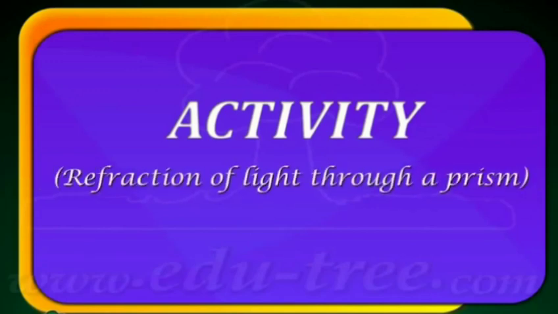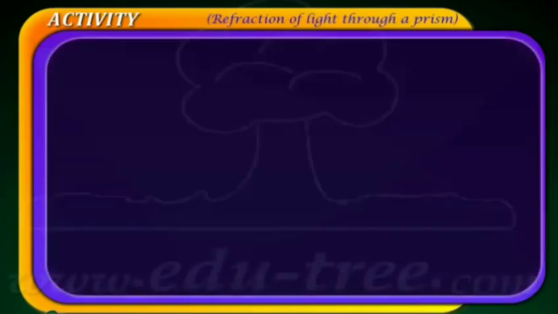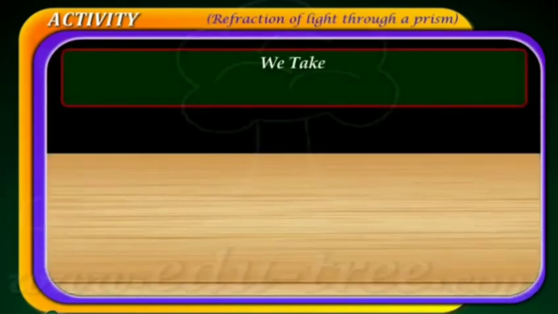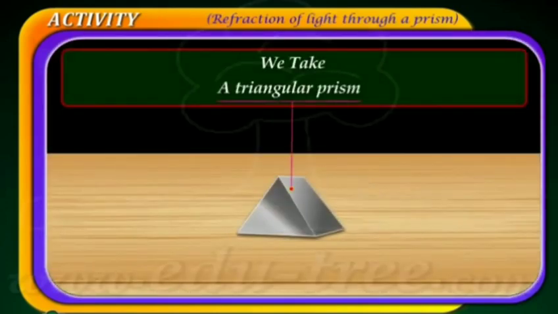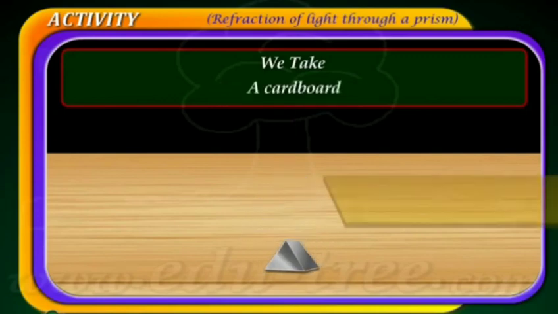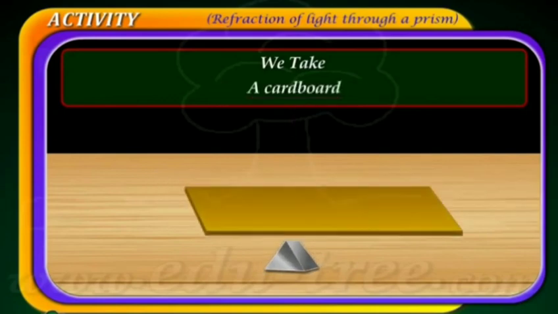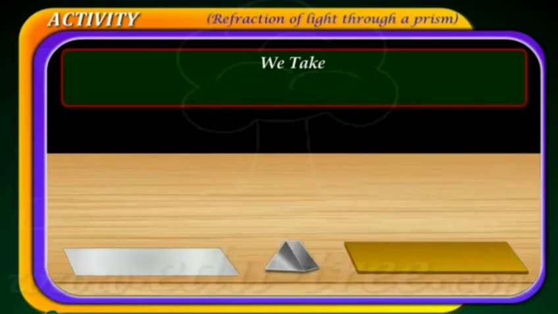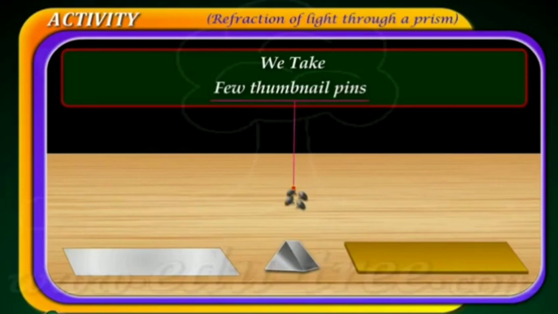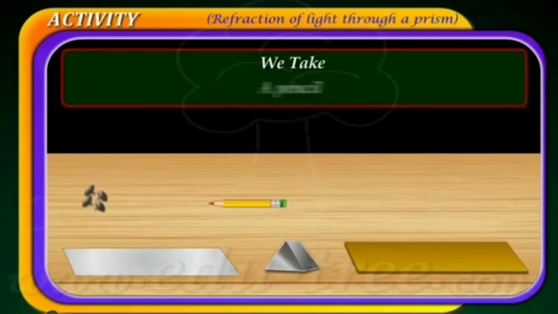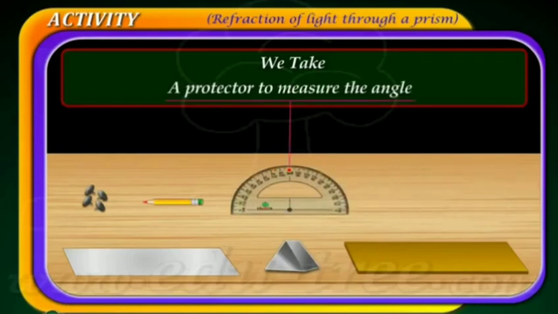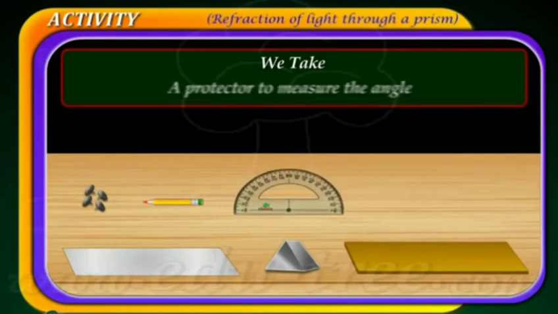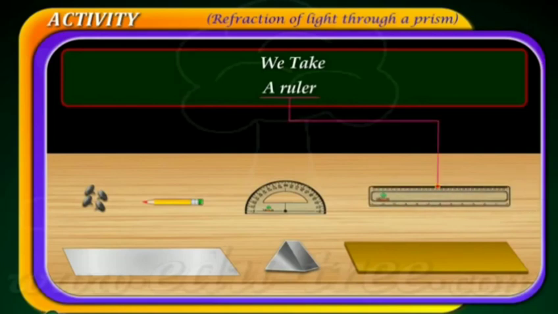Activity: refraction of light through a prism. We take a triangular prism, a cardboard, a white sheet of paper, a few thumbtack pins, a pencil, a protractor to measure the angle, a ruler.